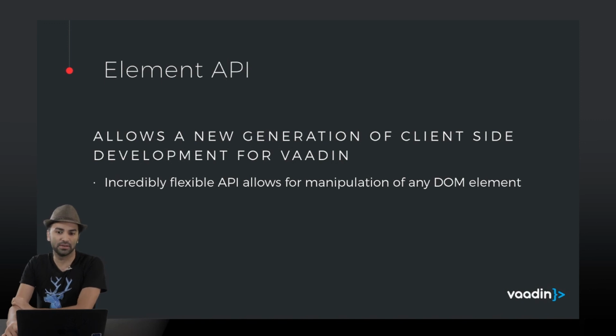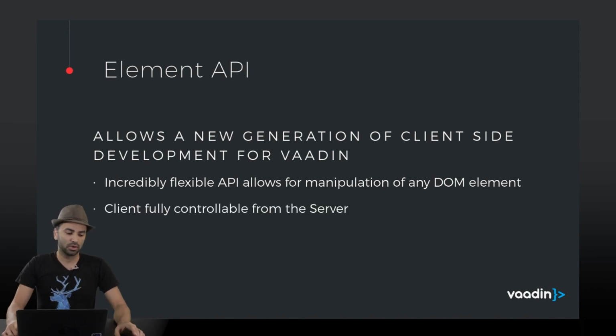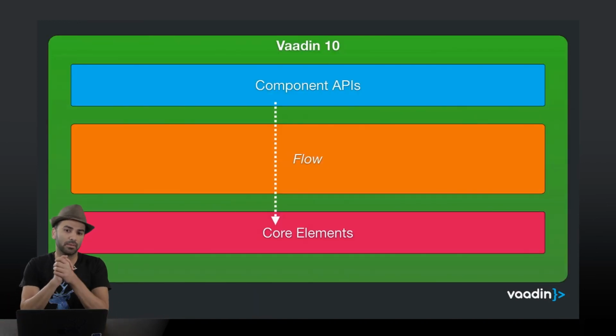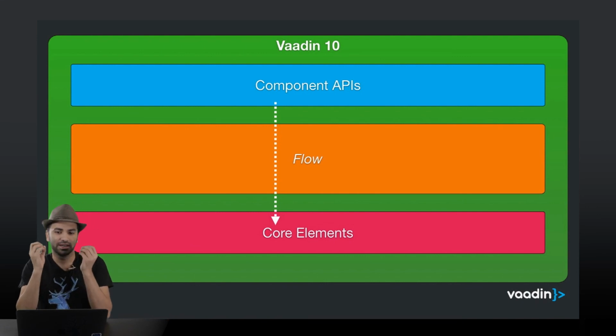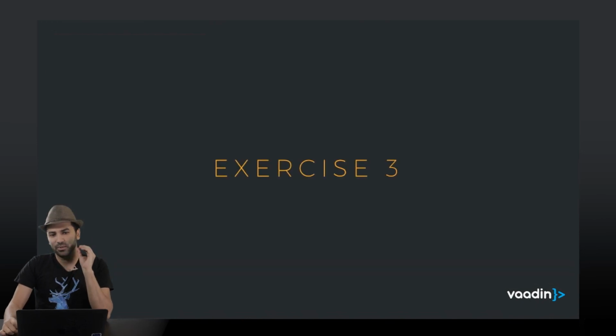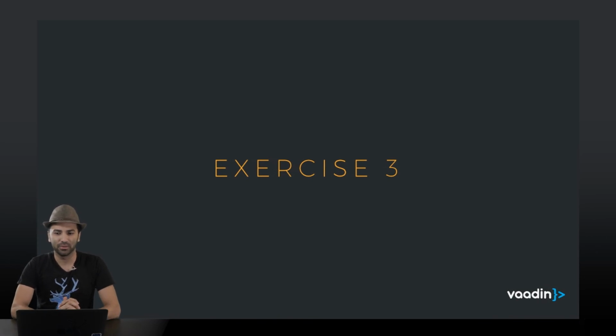It's very flexible, as you have seen, so basically you can do anything with it. There are no constraints, and it's fully controllable from the server side. This also includes custom HTML elements and web components. So that's basically everything about the Vaadin platform. We briefly discussed the component APIs and the core elements. Now, before ending this, let's just take one last exercise just to get an idea about how to deal with templates and how they work exactly.